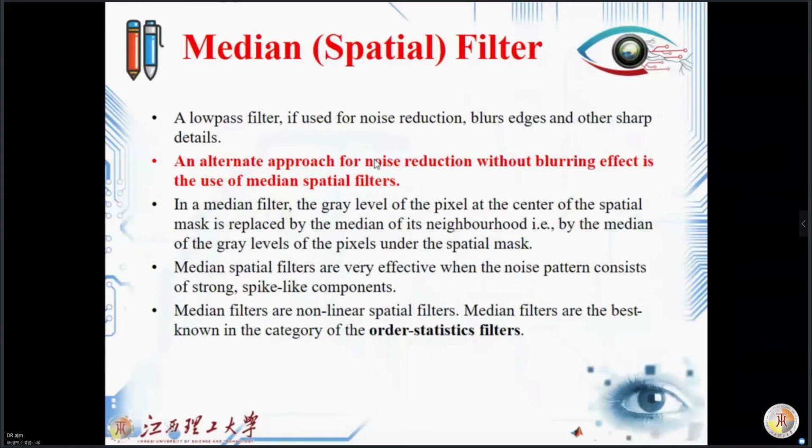In the median filter, the gray level of the pixel at the center of a spatial mask is replaced by the median of its neighborhood, that is, the median of the gray levels of the pixels under the spatial mask. Median filters are very effective when the noise pattern consists of strong spike-like components, and they are a non-linear type of spatial filter. This type of filter is best known as the order statistics filter.